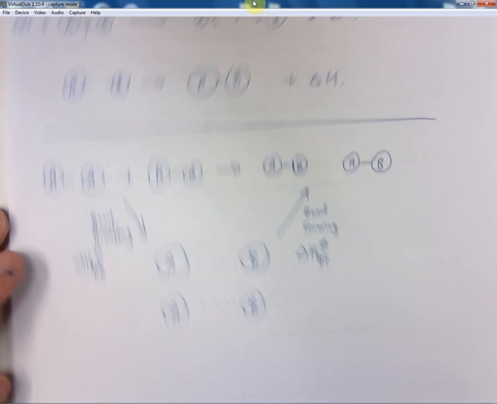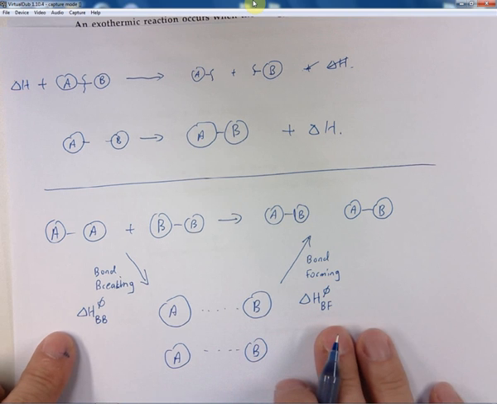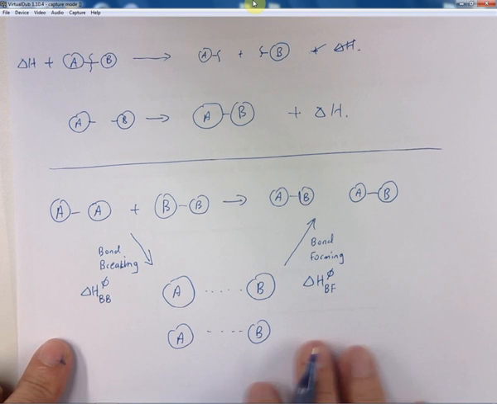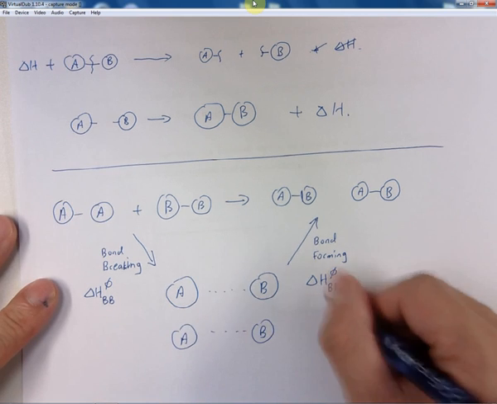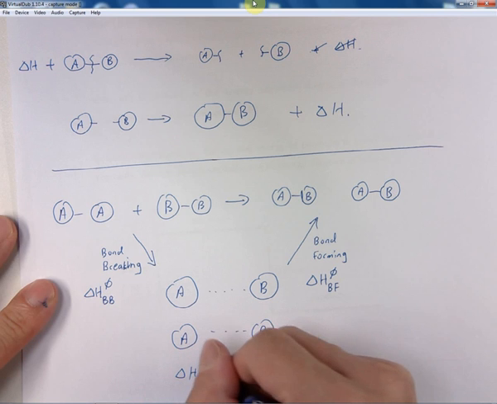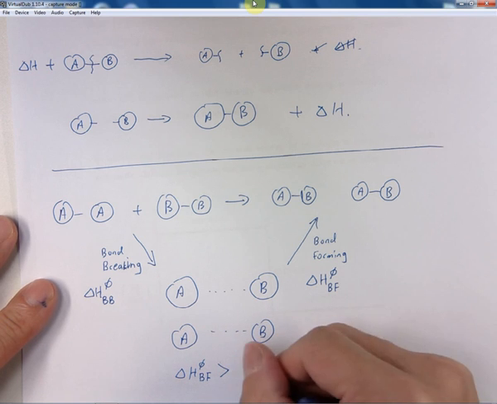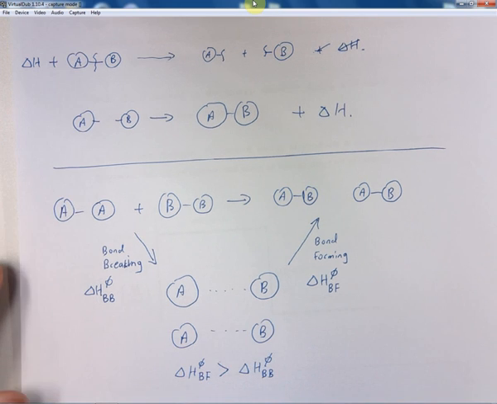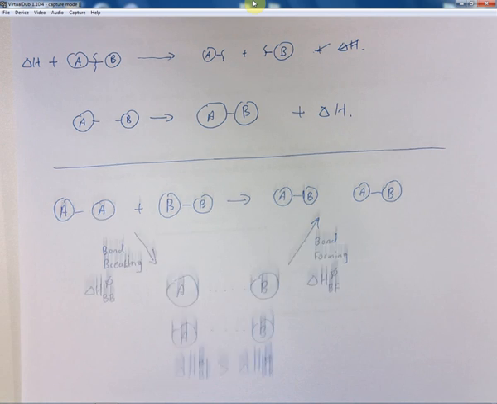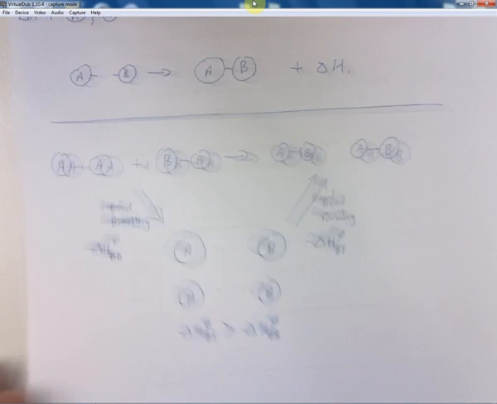So bond breaking will absorb energy, bond forming will release energy. So in an exothermic reaction, the bond breaking value will be lower than the bond forming heat of reaction. Okay, so in this process you are going to have an exothermic reaction.